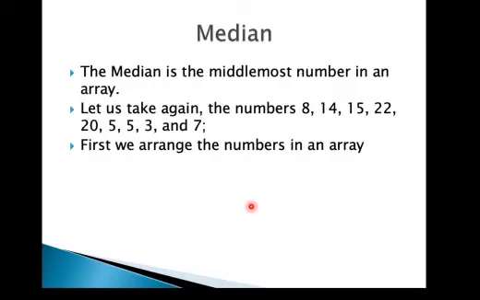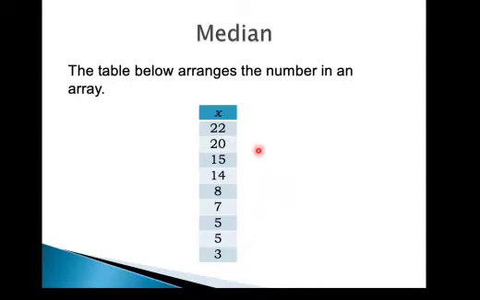Now, let's go to another measure, the median. That is the middlemost number in an array. Let us take again the numbers 8, 14, 15, etc. up to 7. When we determine the median, we first arrange the numbers in an array. And so, we arrange the numbers from highest to lowest or from lowest to highest.